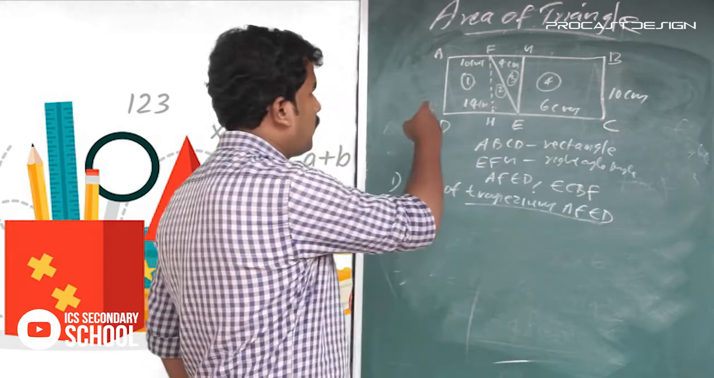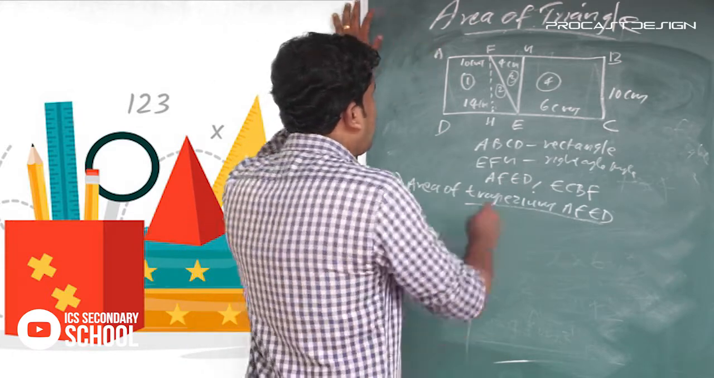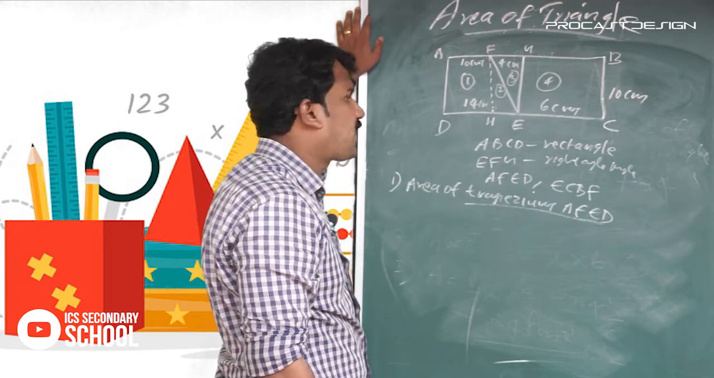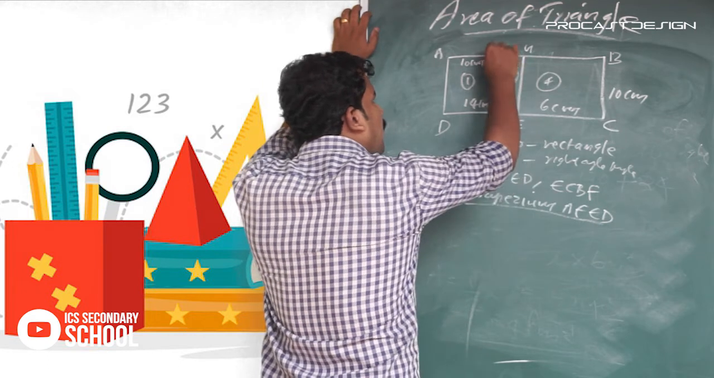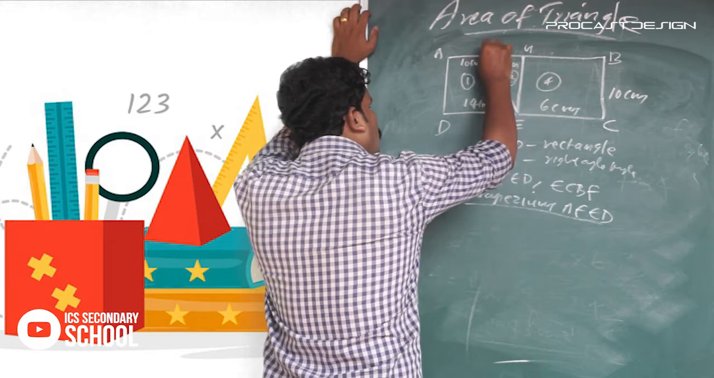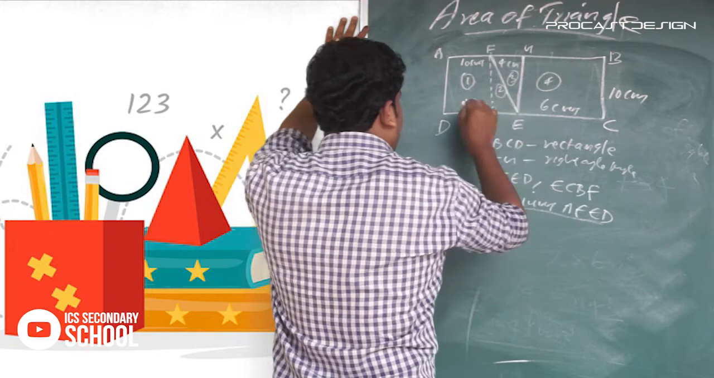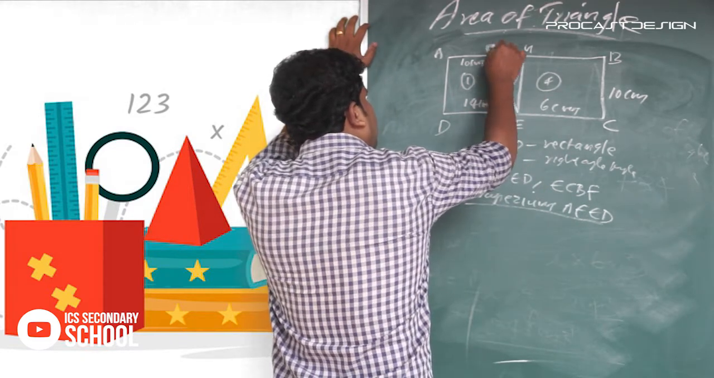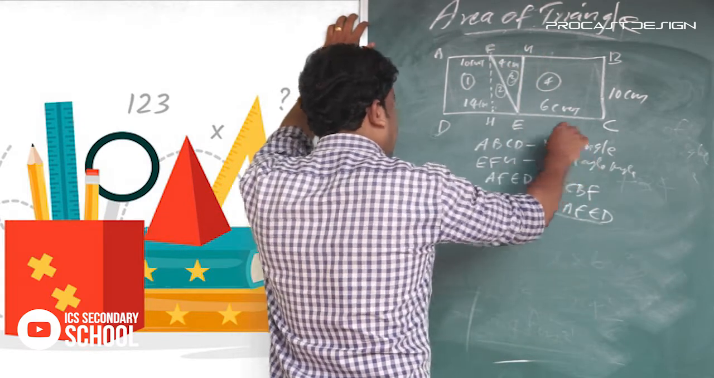Now look at this figure. Look at this figure. In the figure, ABCD is a rectangle. Then EFG is a right angled triangle. In the figure ABCD is a rectangle, and EFG is a right angle triangle.